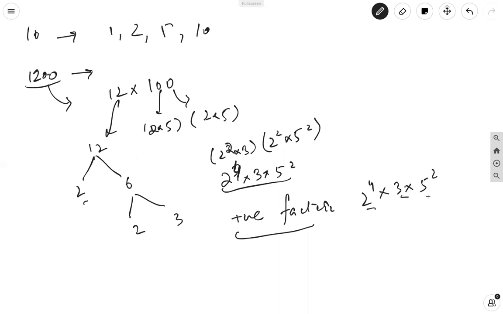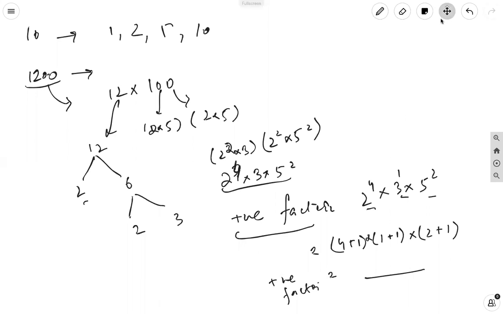These are prime factors and these are their powers. So just take each power, add 1 to it and multiply those. Add 1 in this, add 1 in this, and multiply these. The result is the total positive factors of this number.